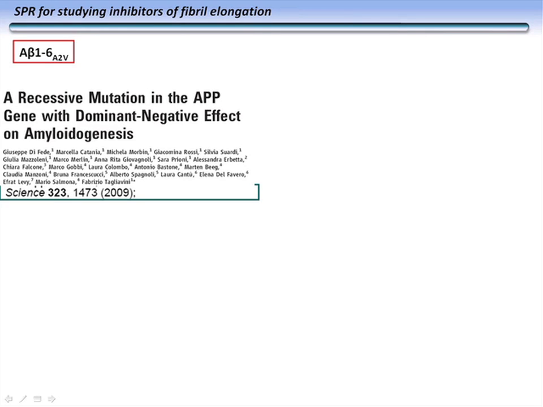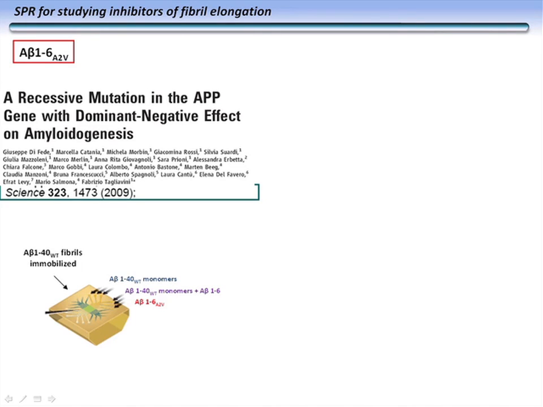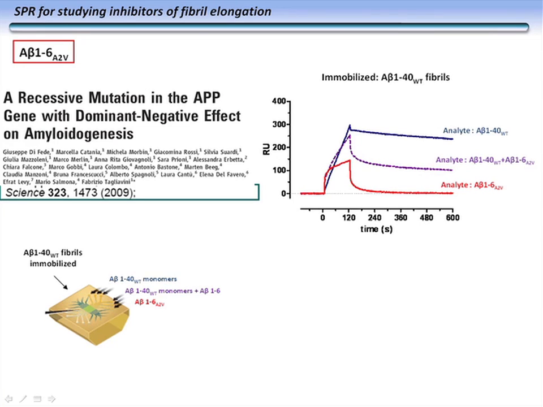However, for these studies, in order to check if this small peptide can interfere with the elongation of A-beta 40, in this case we used A-beta 40, we immobilized fibrils on the chip and injected monomers in the absence or presence of the small peptide. The results are shown here. The blue line shows the sensorgram obtained with A-beta 40 alone. Again, no saturation, very small dissociation.